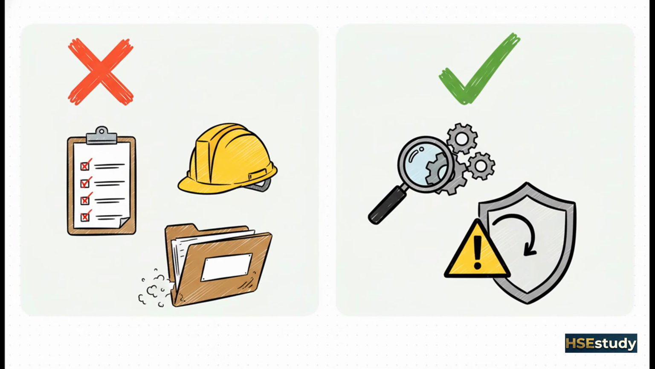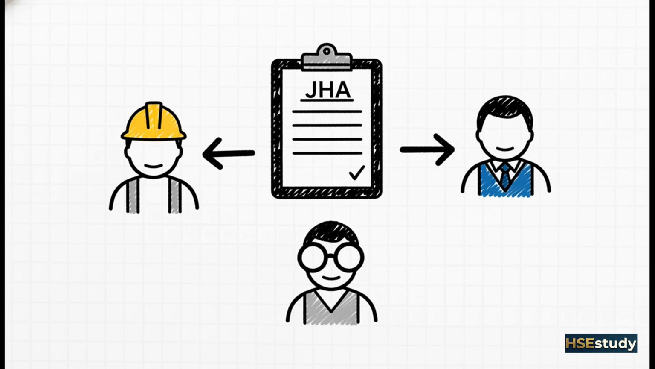Now, this is really important. Let's be clear about what a JHA is not. It is not just another checklist you tick off without thinking. It's not a list of generic safety rules, like wear your hard hat. And it is absolutely not just a piece of paperwork you fill out to keep someone happy. A JHA is a living, systematic process. It's a specific plan you make before the work starts, and it's a tool you use to actively find and control risk.